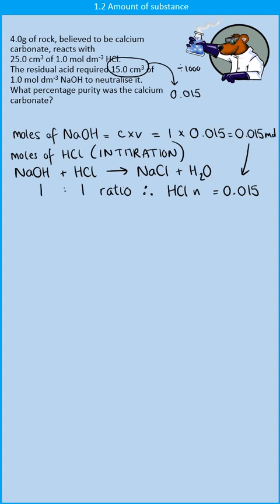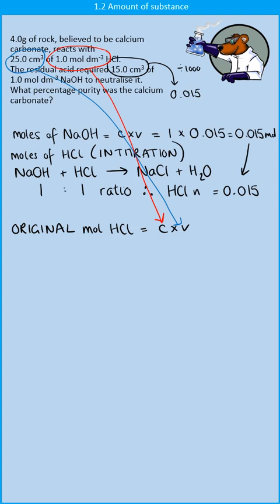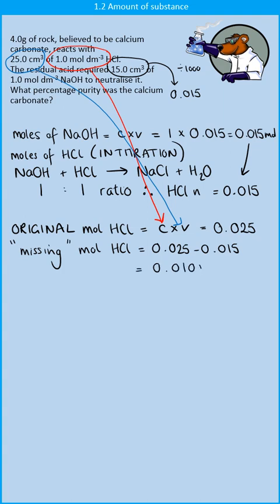So now I'm going to think about, how many moles did I start with? So originally, before there was the reaction with the calcium carbonate rock. Again, I need concentration times volume. My concentration is there, my volume is there. Again, I'm going to need to convert that volume, and I get an answer of 0.025. Now, the missing moles, the difference between those two numbers, that's what must have reacted with my calcium carbonate. So that's the 0.010 moles.